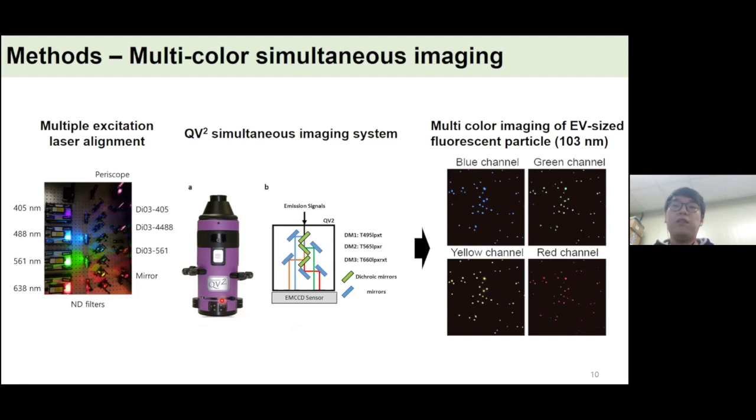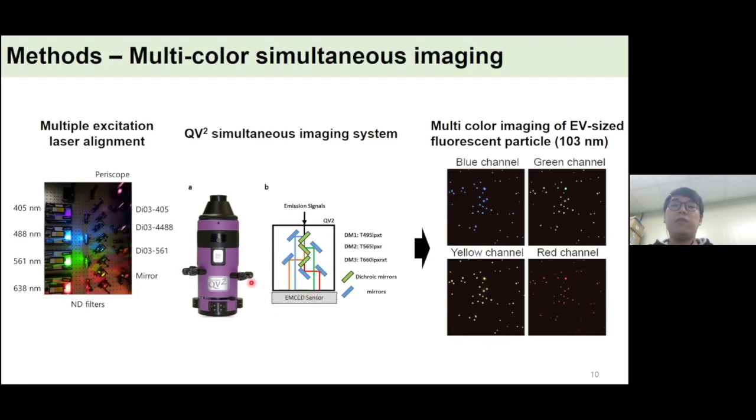First, I added 4 aligned excitation lasers for multicolor simultaneous fluorescent excitation. And second, I added a commercially available 4-color simultaneous imaging optics system that can spatially split 4 different fluorescent emissions into one CCD camera.